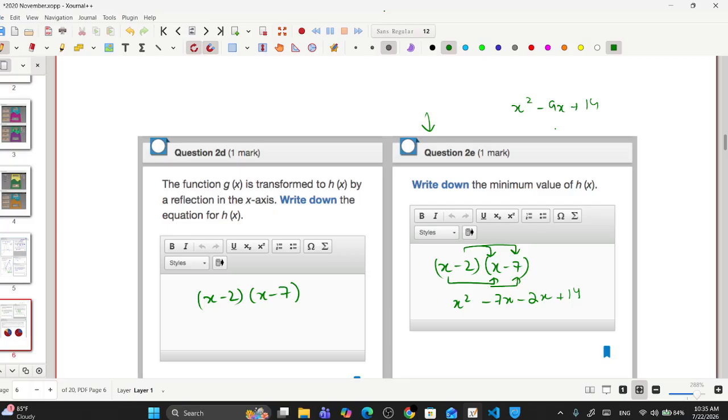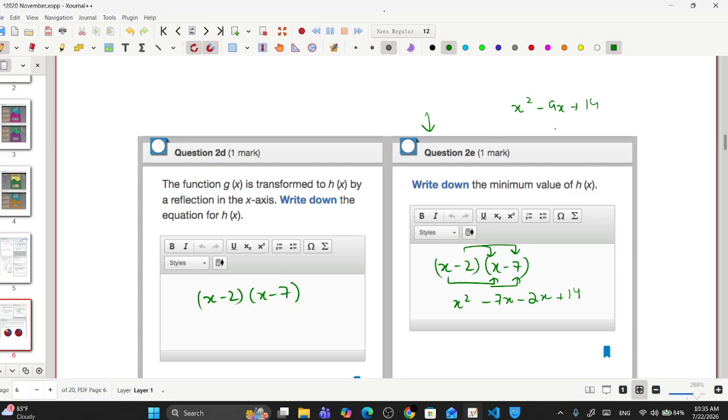Now this is the x coordinate, 4.5. We have to find the value of y, the y coordinate as well. So what are we going to do? We have the equation. We substitute 4.5 in this equation. We get 4.5 whole squared minus 9 multiplied by 4.5 plus 14. And this is going to give us the value of y.